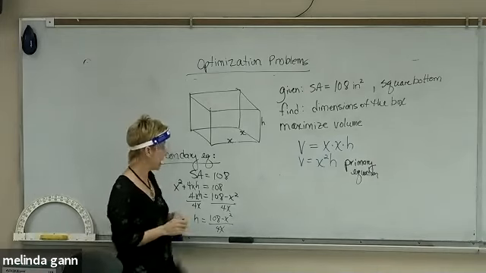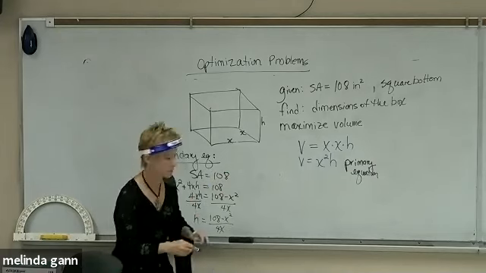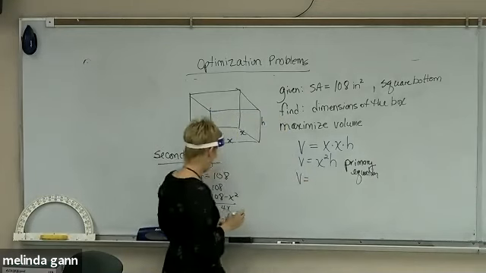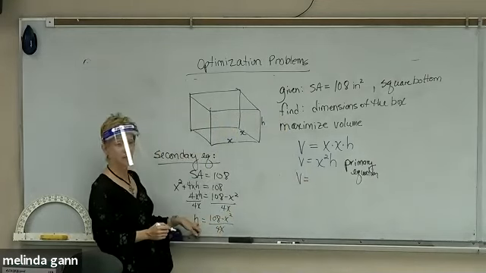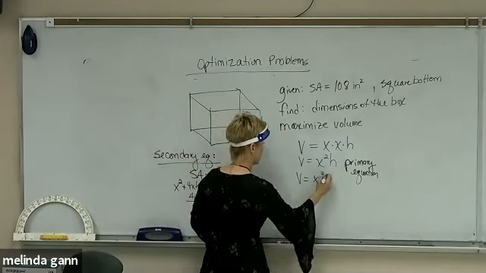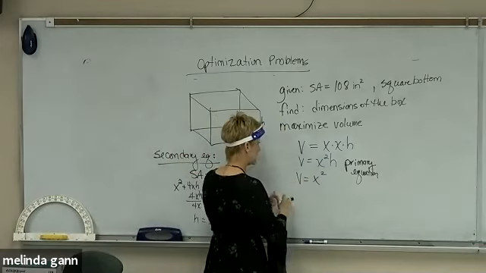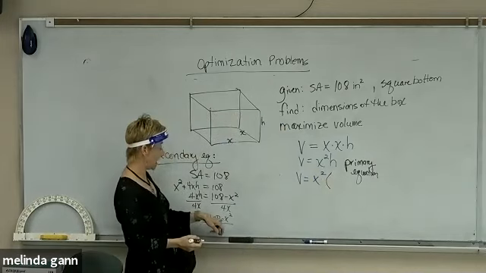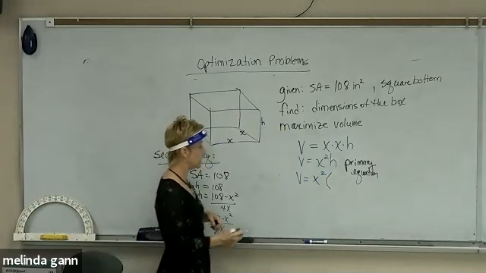So I'm going to come over here and I'm going to make a substitution. V equals, and I'm going to plug this in for h. All right, so there's my x squared, so that's all right. But when I hit this h, I'm going to put in what? 108 minus x squared over what? 4x.